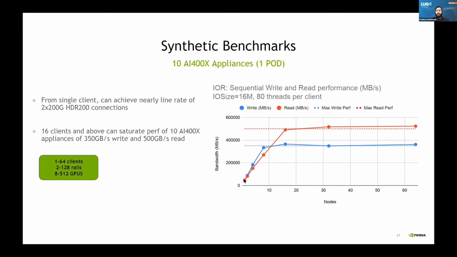And there's a couple of takeaways that I want to point your attention to here. At the single client level, our performance for both reads and writes exceeds about 45 gigabytes per second, which gives us a strong indication that we're able to saturate the two HDR200 interfaces per client. And similarly, as you scale the number of compute nodes, we see that we're able to reach that peak value, both for the 500 gigabytes per second read and 350 gigabytes per second write, starting at about 16 clients. And we maintain that same performance as we scale the number of clients. Next slide, please.